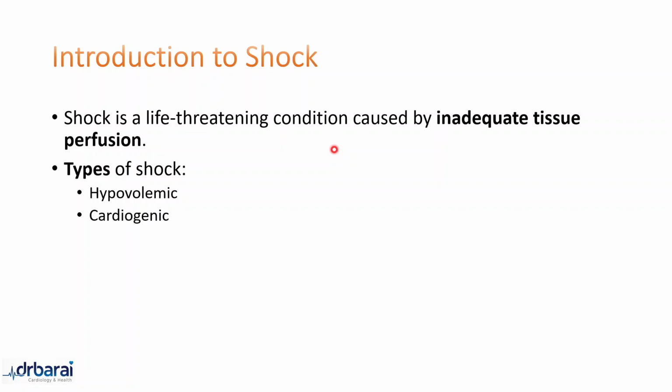The second type of shock is what we call a cardiogenic shock. So when there is normal volume of blood, but the heart cannot pump it to the vital organs, for example, in case of heart attack, in case of myocarditis, heart failure, that is cardiogenic shock.